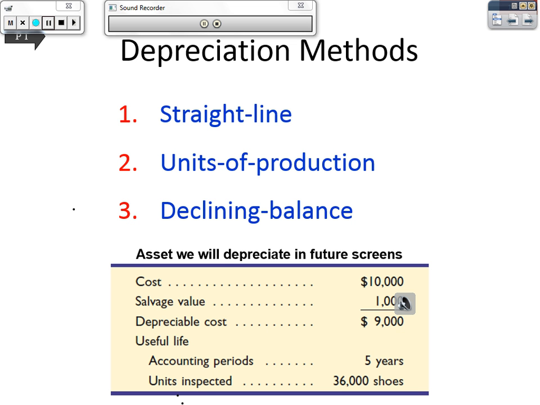So you've got three different depreciation methods. We've got straight line, units of production, and declining balance. We're going to go through each one of them. Most of them are similar. With cost and salvage value, one thing I don't want you to think is that an asset will always have salvage value, because not all assets do, okay? But cost, salvage value, depreciable cost. Useful life, the number of accounting periods. If we were doing units of production, the useful life would be the amount of units that are expected.